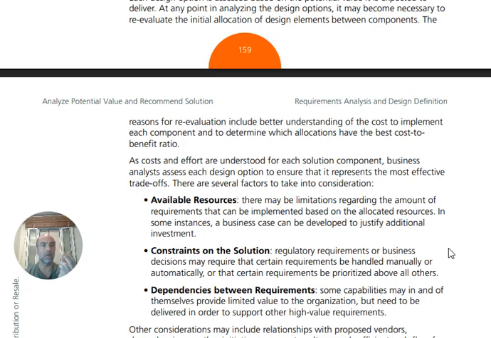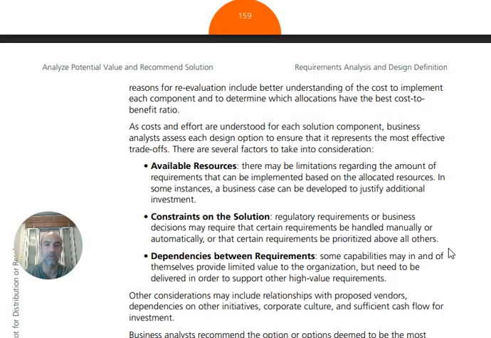We're basically looking at every element and saying, okay, does this work? Would this work better? That's it. As costs and efforts are understood for each solution component, business analysts assess each design option to ensure that it represents the most effective trade-offs, and there are several factors to take into consideration.